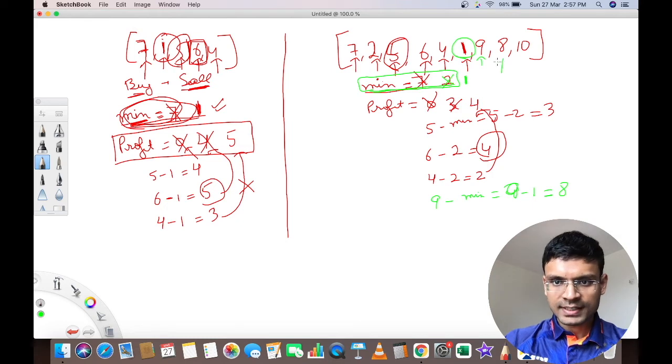Now we come to index 8. So it will be 8 minus 1, which is 7. So here the profit was already updated as 8.